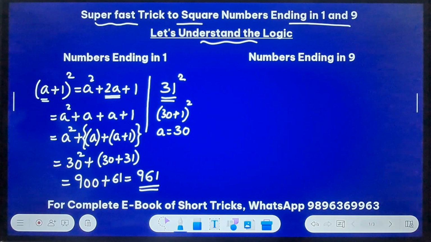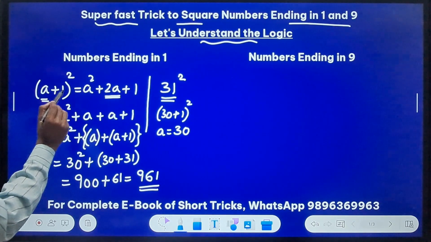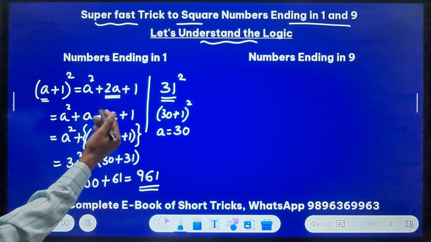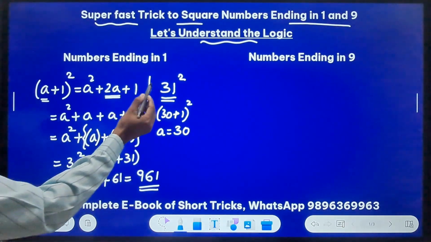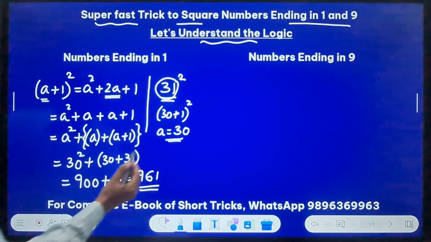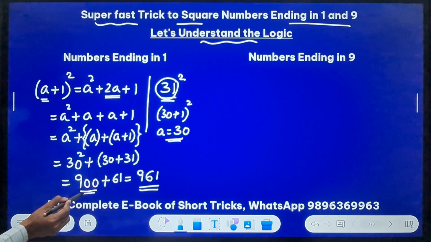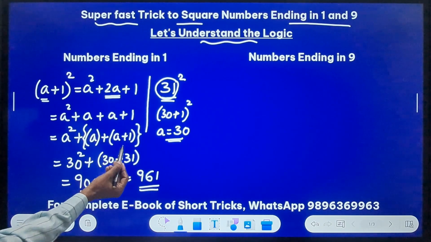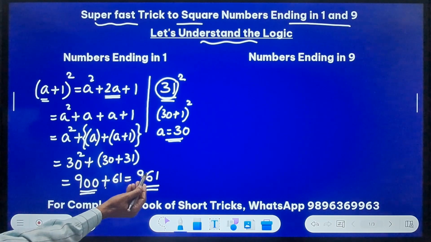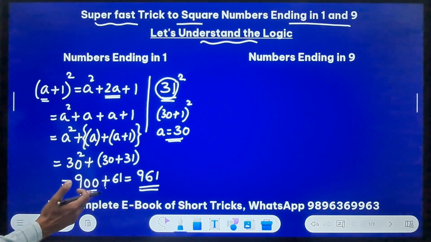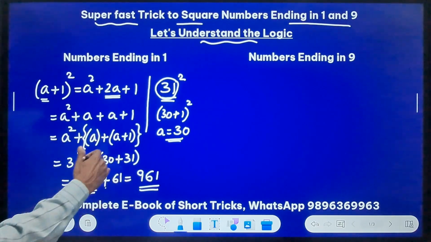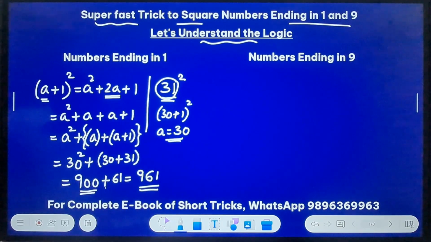So what is the trick here? I am actually applying the identity (a plus 1) whole square without realizing it. So if I tell you the short trick, it is take 1 less than this number, it is 30, and just square 30 and add the sum of 30 and its consecutive number 31 to the result, you will get your answer. I hope you understand the logic here. We will be applying this trick directly in our subsequent slides.